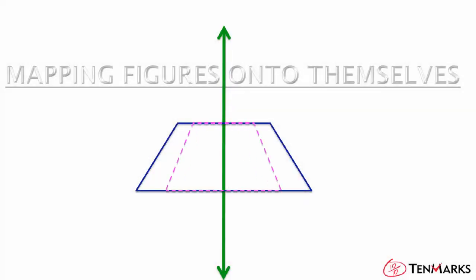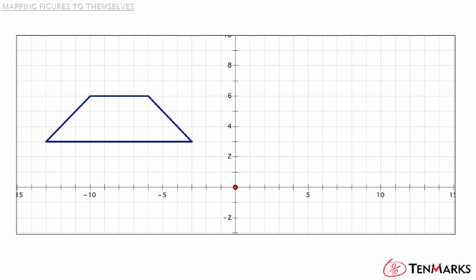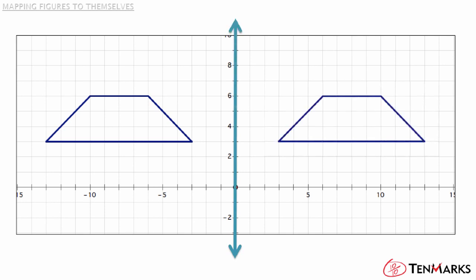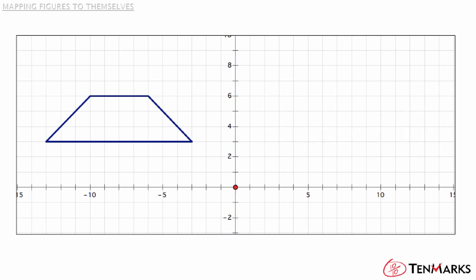This video will talk about mapping figures onto themselves. We usually see transformations where a shape is moved from one place on the plane to another. For example, this reflection of the trapezoid over the y-axis. But what happens if the line of reflection lies on top of the figure? What would the reflection of the trapezoid over the line look like now?